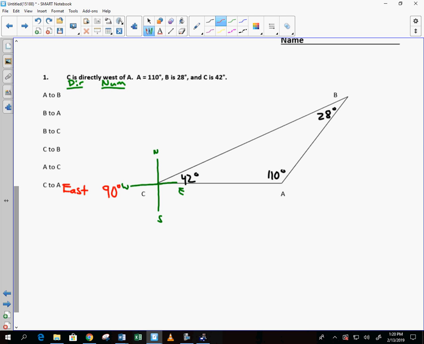Is anybody confused yet? Okay, I'm still at C. I'm going to go from C to B. What direction? Northeast. C to B, northeast. I left a space there, and there's a reason why.